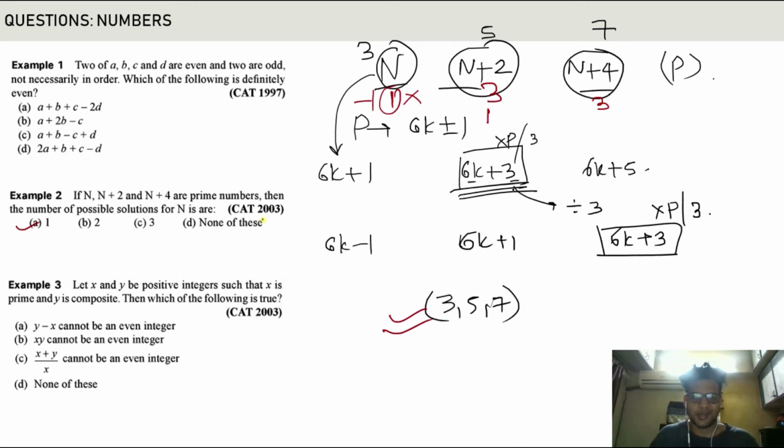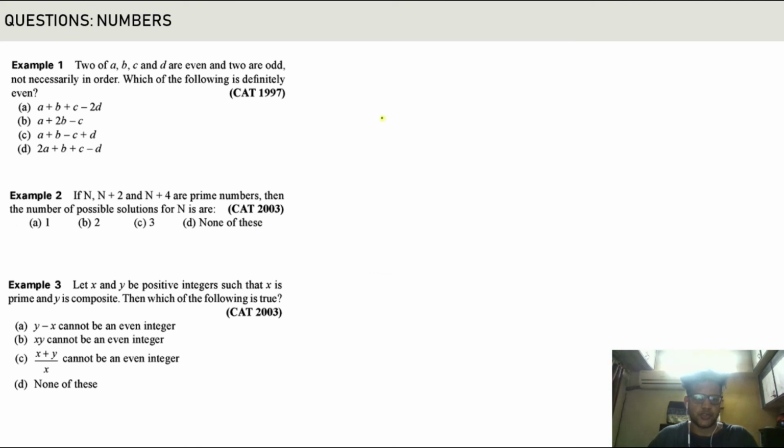Now, this question was asked in CAT 2003, but if you knew the fundamental concept of 6k plus 1 and minus 1, you would have easily solved this. So let's look at the last question from this concept. The question says, let x and y be positive integers such that x is a prime and y is a composite number.